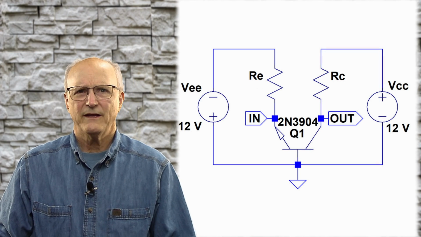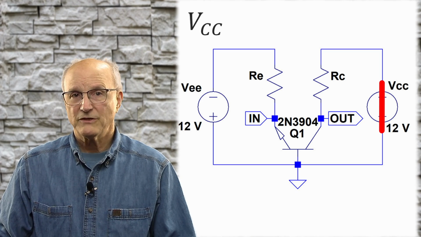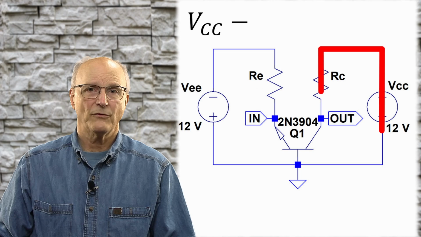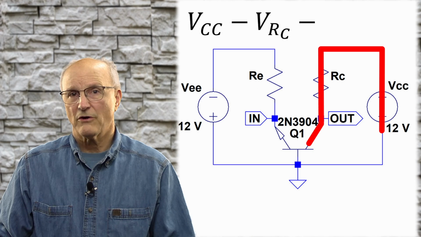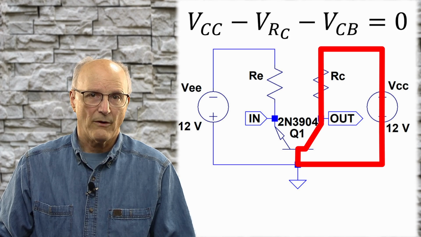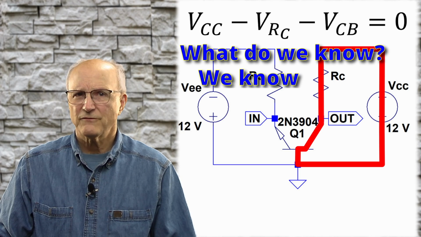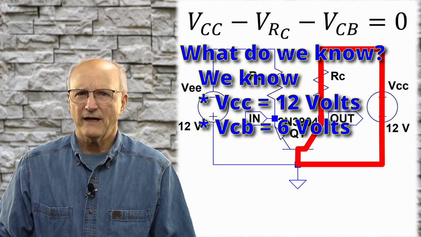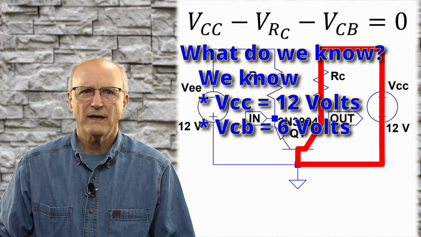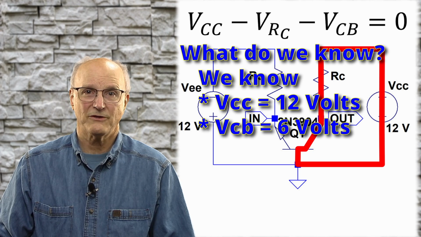Now, let's write the equation that describes this trip around the loop. We have the power supply voltage VCC minus the voltage across the collector resistor VRC minus the voltage across the collector base junction VCB equals 0. So what do we know? We know that the power supply voltage, VCC, is equal to 12 volts. We know that the voltage across the collector base junction is 6 volts because the target voltage of the collector is 6 volts and the base is at ground potential.